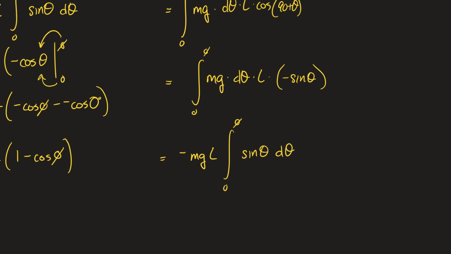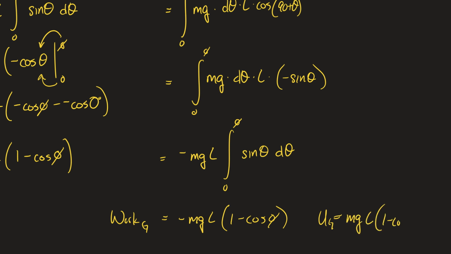And since we've done this already, I feel no need to repeat it. So we get negative mgL times 1 minus cosine phi as the work done by gravity, which clearly is negative. Has to be. We're doing work against a conservative force, which is why the gravitational potential energy comes out to be positive mgL times 1 minus cosine theta, because the work done by gravity was negative, but potential energy is minus the work done by a conservative force.